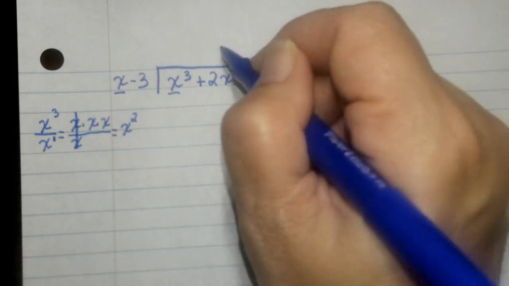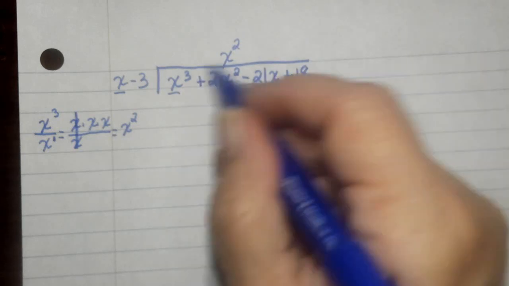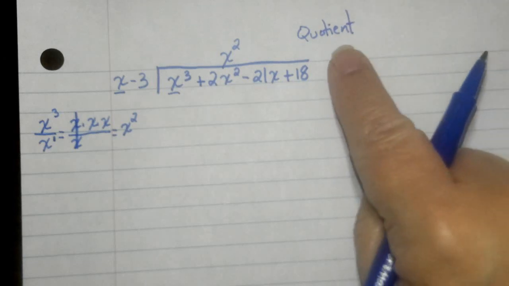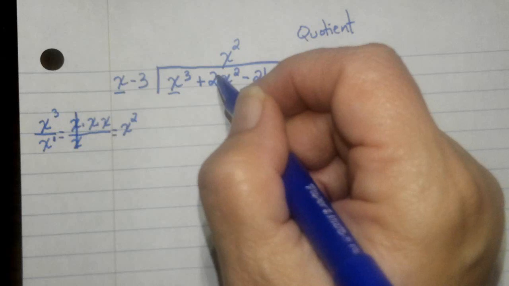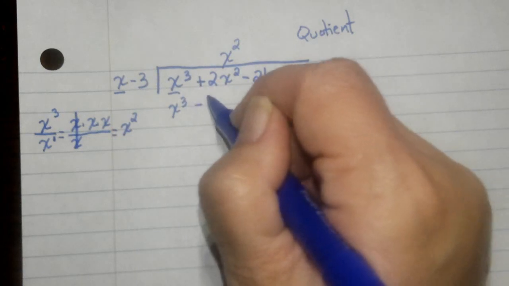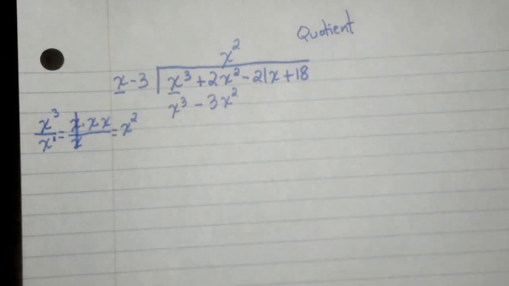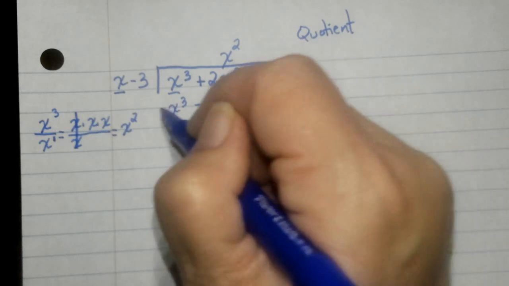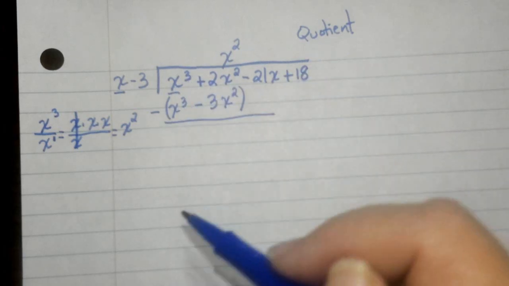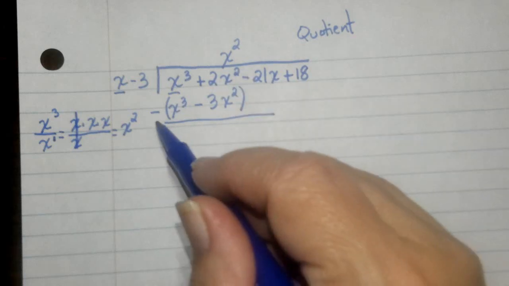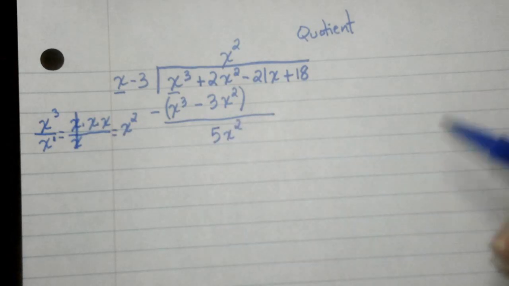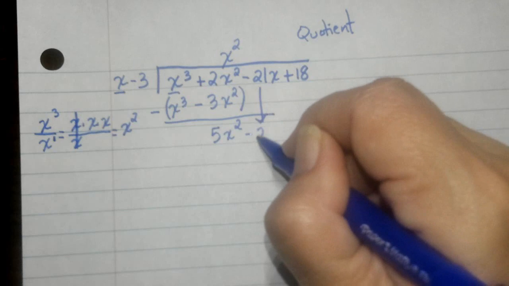So then I'm going to take this x squared and place it here, up in my quotient, right? If you're not familiar with that term, you should be. The answer to your division is called your quotient. And now we're going to multiply. X squared times x is x cubed. X squared times negative 3 is negative 3x squared. And then we're going to subtract everything. X cubed minus x cubed is 0. 2x squared minus a negative becomes plus a positive, and that's 5x squared. And then we bring down the negative 21x.